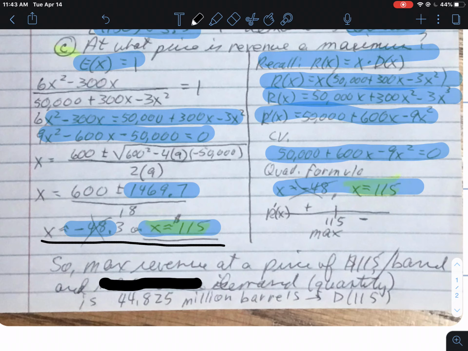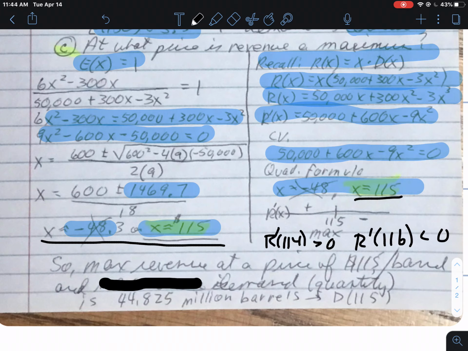So x, of course, can't be negative. That doesn't make sense. That's the price. We're not going to charge a negative price for our product. But x could be 115. And since we're using the revenue function, we want to make sure that that's actually the location of a maximum. So we'll do our little test strip at 115. We could check R prime of 114, and we should see that that value is positive. And then we would also check R prime at something to the right of 115, and that should give you a negative value. So we're increasing on the left and decreasing on the right of 115, which means at 115 there's a maximum. That's doing it the way we did it before.